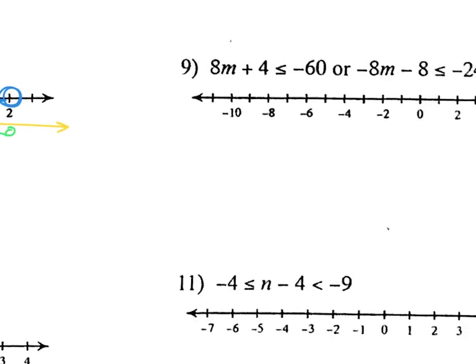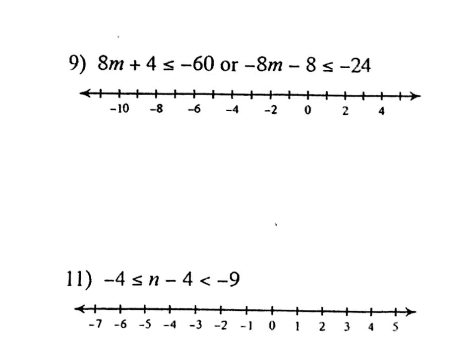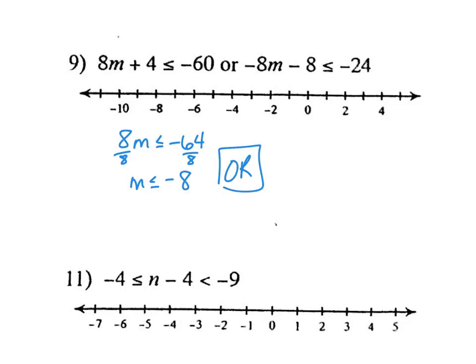All right, question 9. Subtract 4 from both sides. 8m is less than or equal to negative 64. Divide by 8. M is less than or equal to negative 8. Notice the symbol is not flipping around right here because I'm not dividing by a negative number. I'm going to be dividing by positive 8 here. Or, add 8 to both sides, rather.